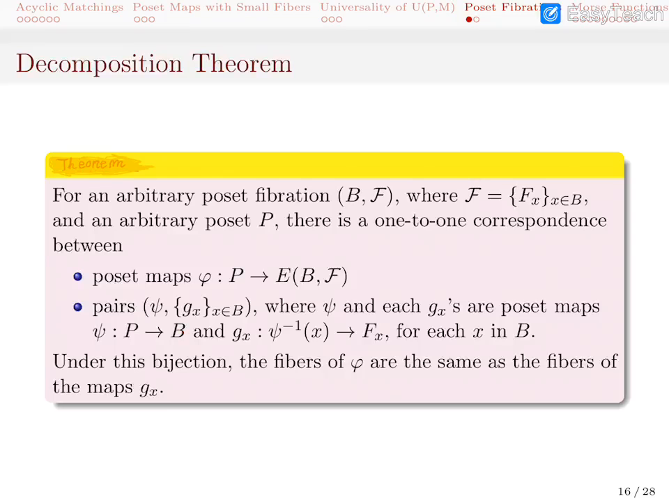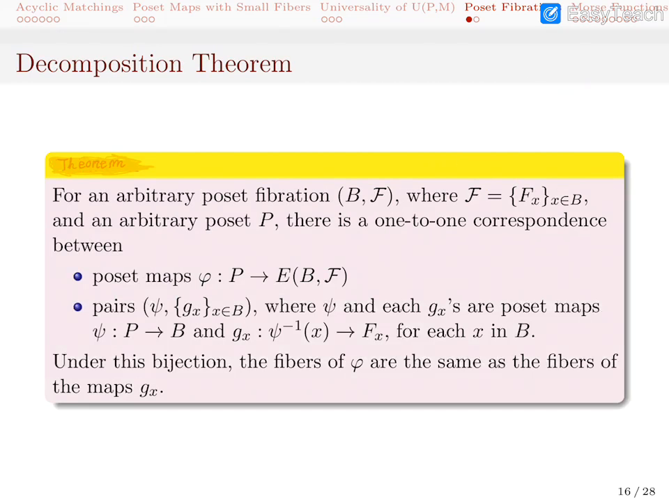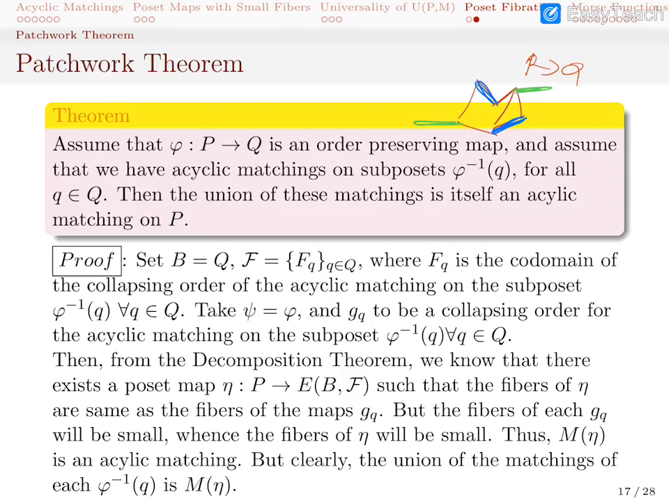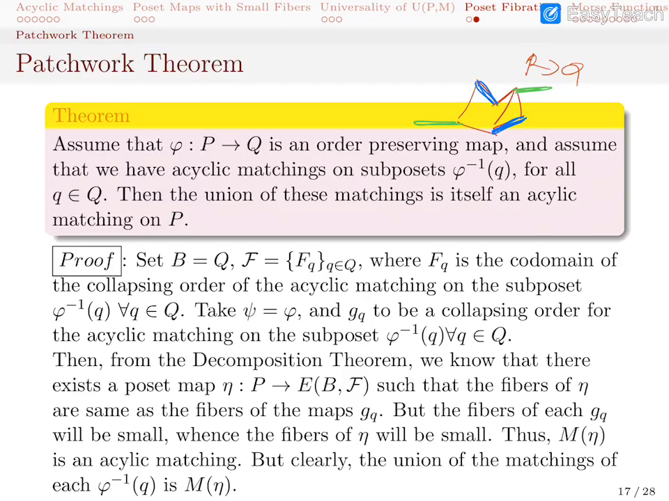In the setup of the decomposition theorem, we will first set B to be equal to Q. So this B, the base, is this Q. And the script F is the collection of maps F_Q, where recall that F_Q is the codomain of the collapsing order of the acyclic matching on the subposet phi inverse Q. As I remarked earlier, there is a unique codomain, and therefore this F_Q is well defined. And finally you take psi to be the given map phi, and G_Q to be a collapsing order for the acyclic matching on the subposet phi inverse Q.